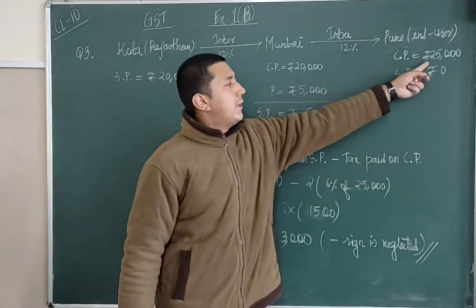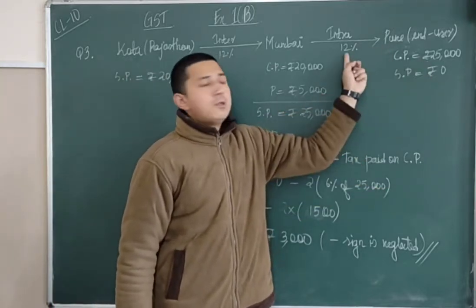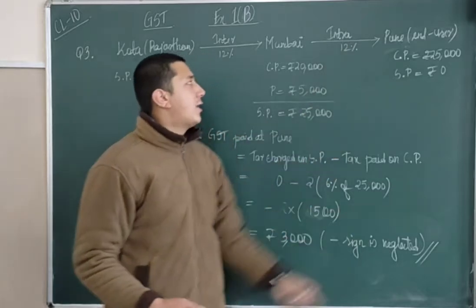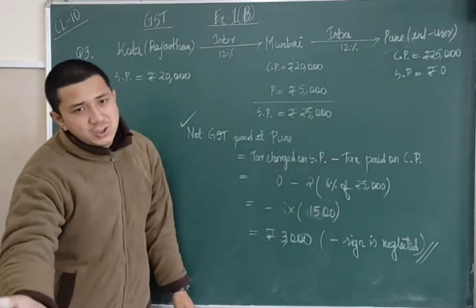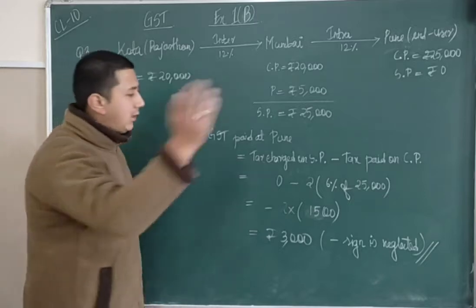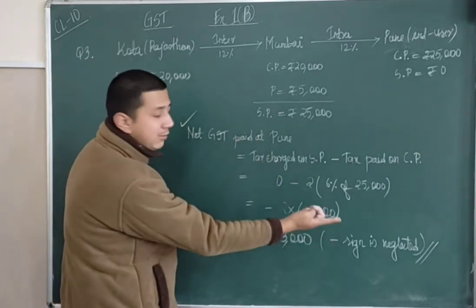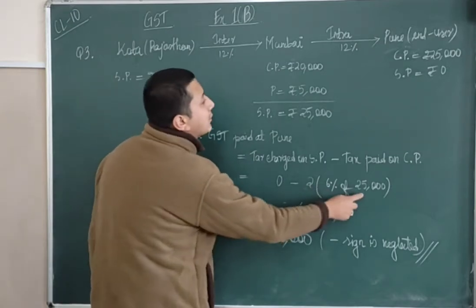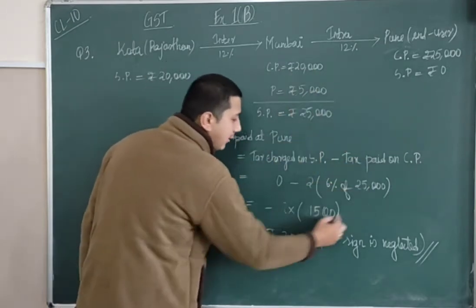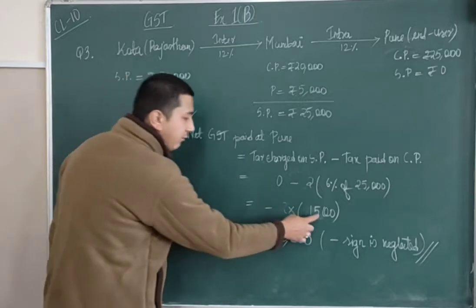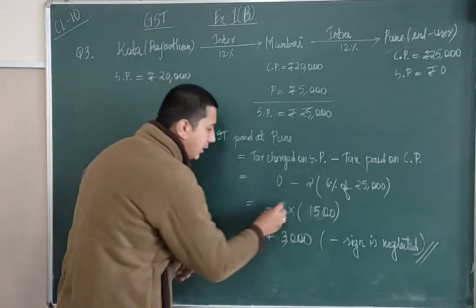What is the cost price? 25,000. What is the rate? 12%. What is the case? Intra. So 6% CGST, 6% SGST. I have kept it as twice because it will be the same. Twice into 6% of 25,000. You calculate, you will get 1,500. So 1,500 into 2 will be 3,000.